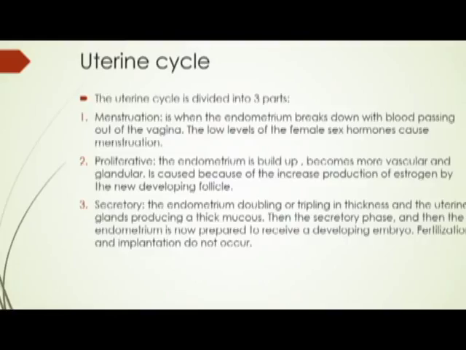The third and last one is the secretory phase. The endometrium doubles or triples in thickness and the uterine glands produce a thick mucus. Then the endometrium is prepared to receive a developing embryo, if fertilization and implantation do not occur, the cycle starts again.